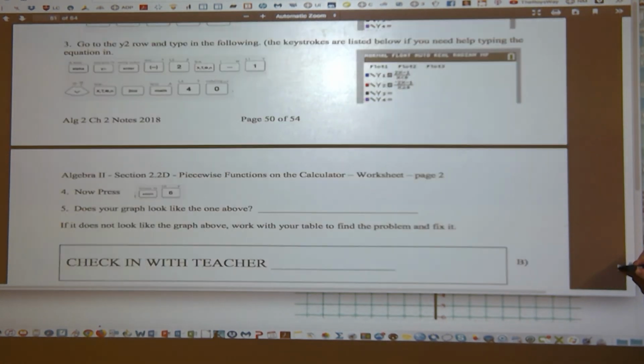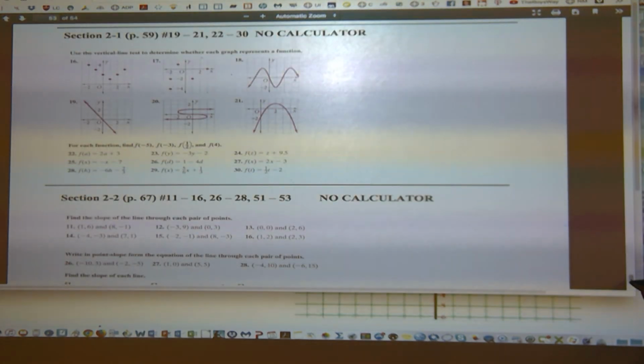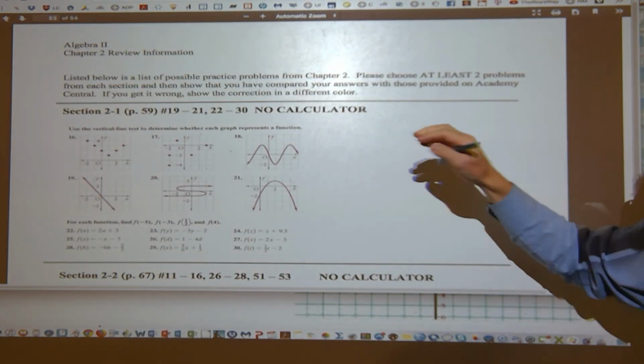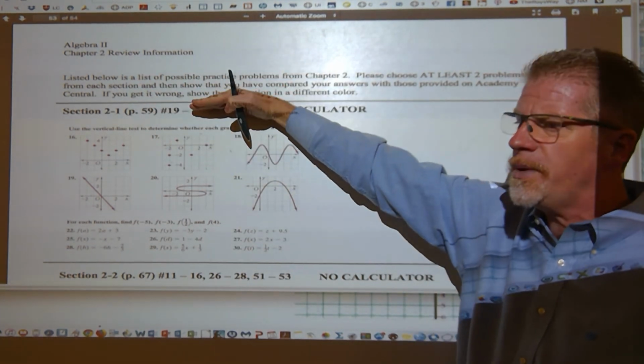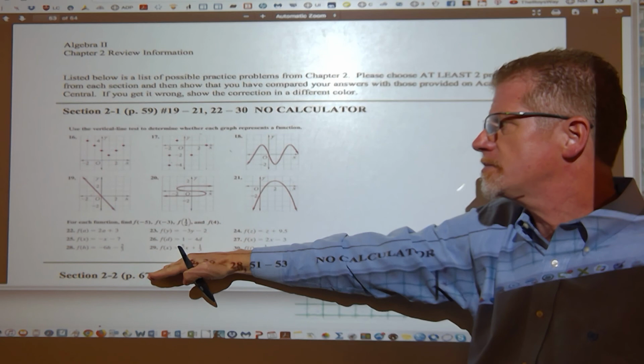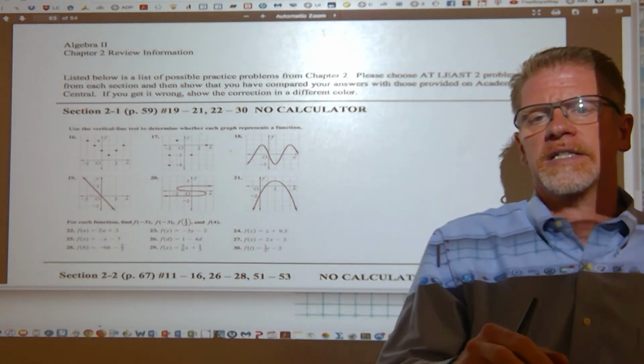Here you see the stuff we did today. And then here it is. This is the first page of Chapter 2, Review Information. So these are some problems that you can start doing to review for the block day test.